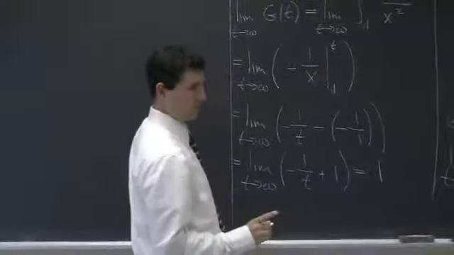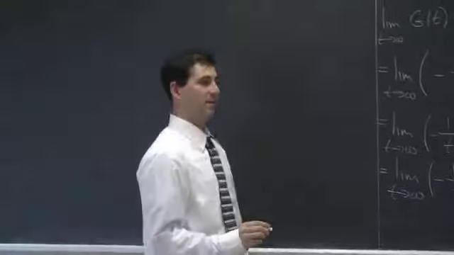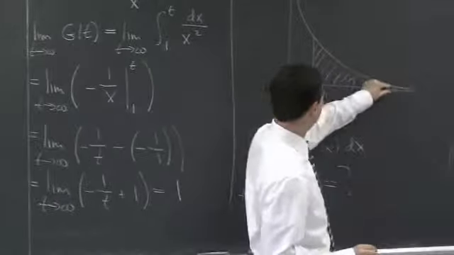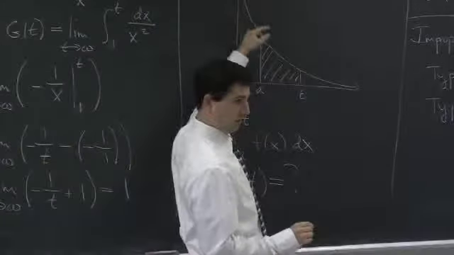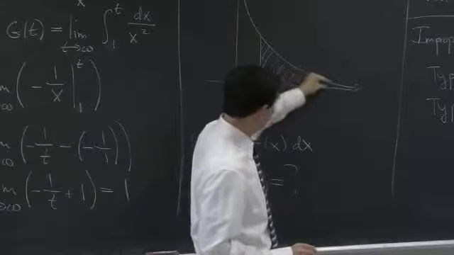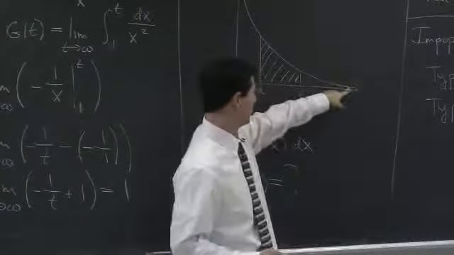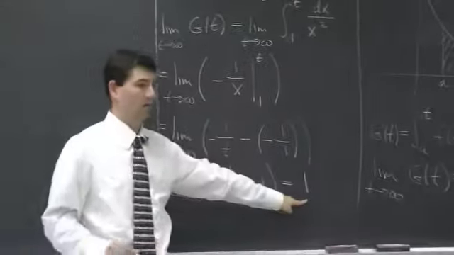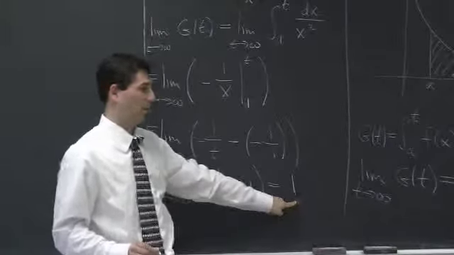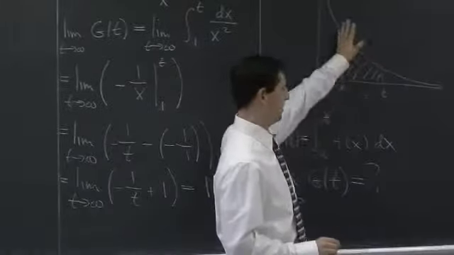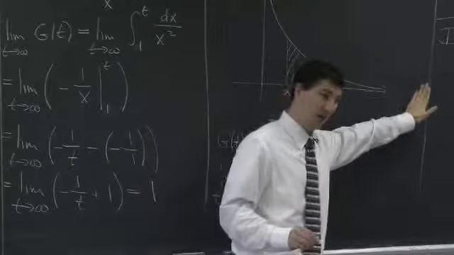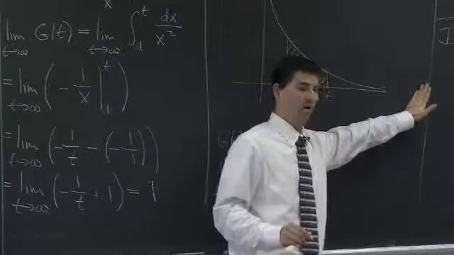So this is maybe a little bit surprising. As you add more and more of the area, and this roughly is what 1 over x squared looks like, the function that describes how much area you have actually converges to 1. So this gives us justification for saying the area under this curve between 1 and infinity is 1.